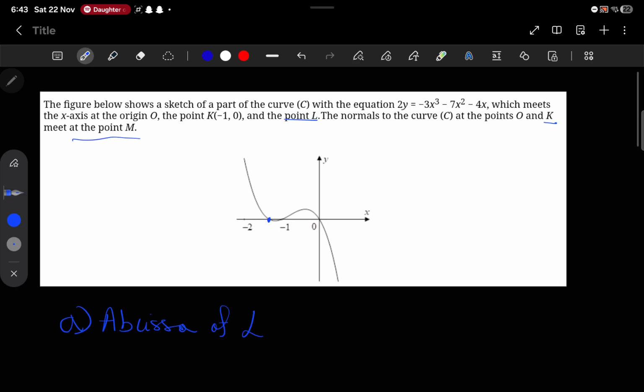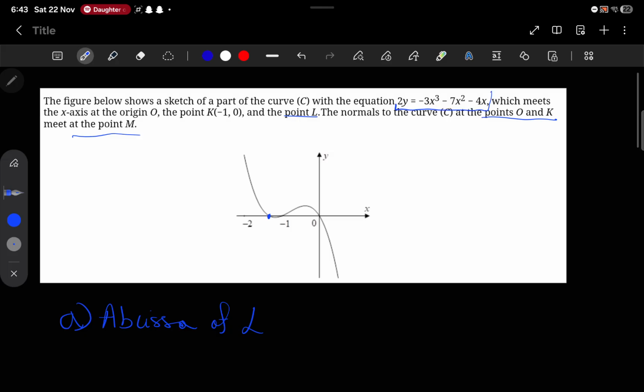Okay. First of all, let's find the equation of this function, right? Because they gave it to us in a weird way. They gave it to us as 2y equals negative 3x cubed minus 7x squared minus 4x.